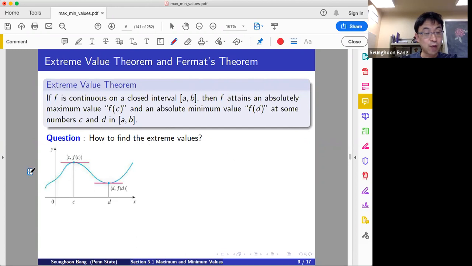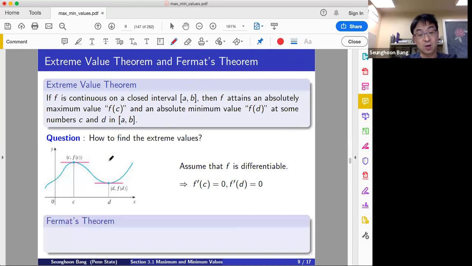So this is one good idea. Here, local maximum at c, right? So we can assume that f is differentiable. What is f prime of c? This blue graph is f. What is f prime of c? Yes, 0. We have a horizontal tangent line. So what's f prime of d? This is also 0, a horizontal tangent line.